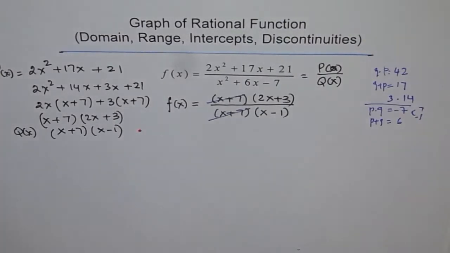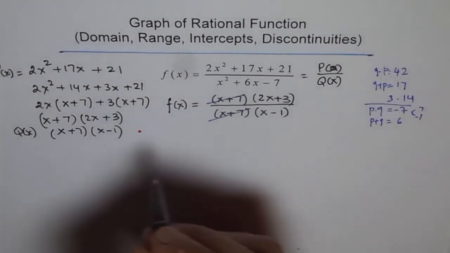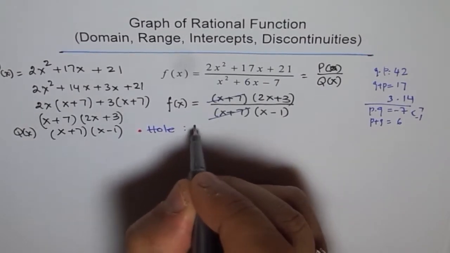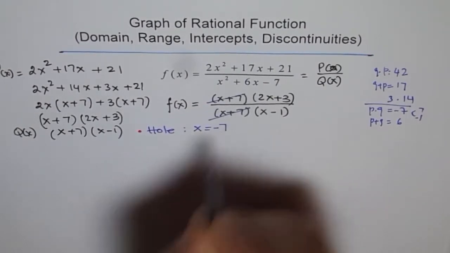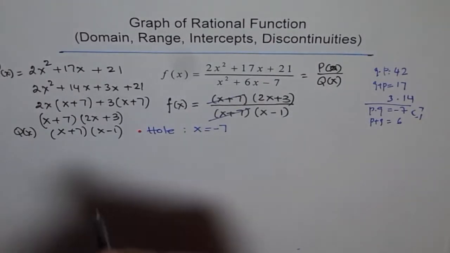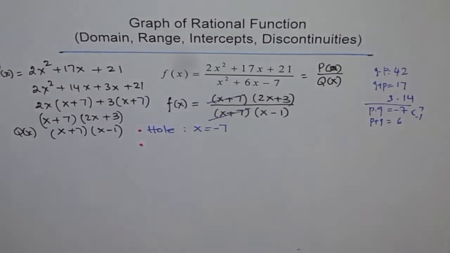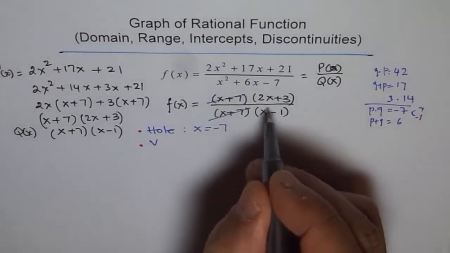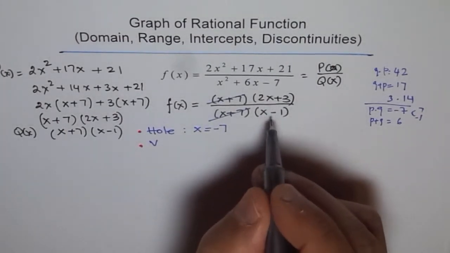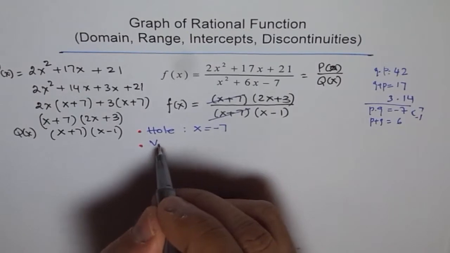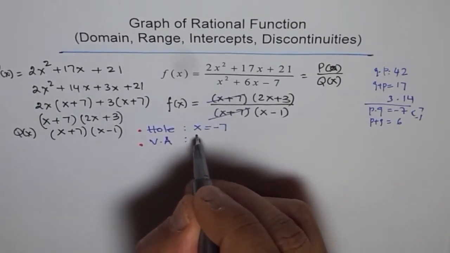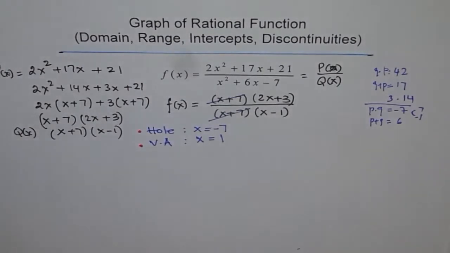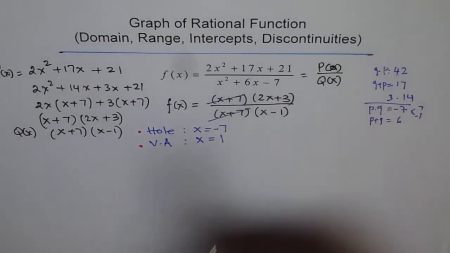So let me write down the characteristics which we discovered. So we have a hole, and the hole is at x equals -7. That is the first thing we found, right? Second, amongst the discontinuities, we also found that there's a vertical asymptote. Now, this does not have a common factor, right? So this is the only factor in the denominator. So we have a vertical asymptote, and this vertical asymptote is at x equals 1. So we got our discontinuities, right?